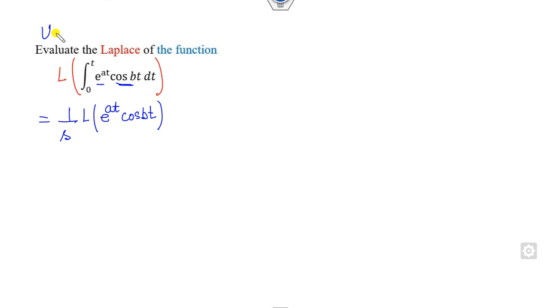But if somebody asks you to use the Laplace properties, then you have to use these properties here. So what is that? It's 1 over s. What is the answer of this?